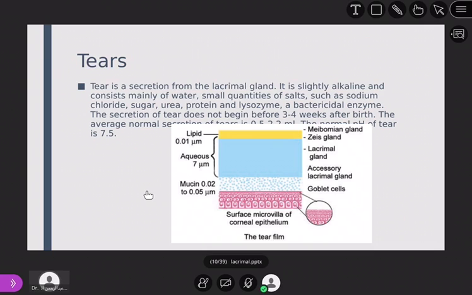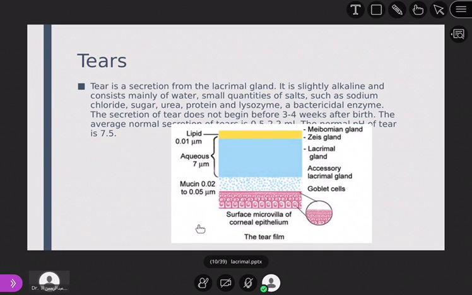Tear is a secretion from the lacrimal gland and the accessory lacrimal glands. It is slightly alkaline and consists mainly of water, small quantities of salts such as sodium chloride, sugar, urea, protein, and lysozyme, the bactericidal enzyme. The secretion of tears does not begin for 3 to 4 weeks after birth. The average normal secretion of tears is around 0.5 to 2.2 milliliters, and the normal pH of tears is around 7.5.